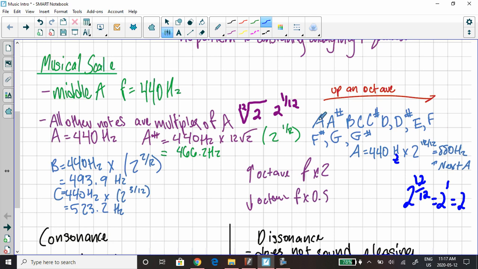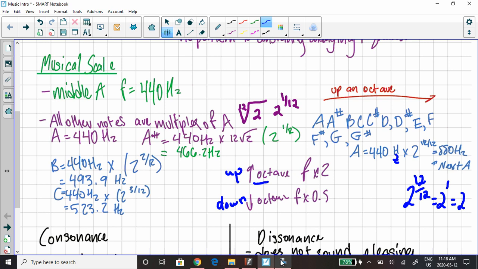Because look, A1, B2, C3, D4, E5, right? F6, G7, 8 is when you land on the next A. That's why it's an octave. All right? Now, if you take that original 440 hertz and cut it in two, or multiply it by 0.5, you're down an octave. So you can go up an octave or you can go down an octave. And this is how the musical notes are all arranged for us in terms of the musical scale.